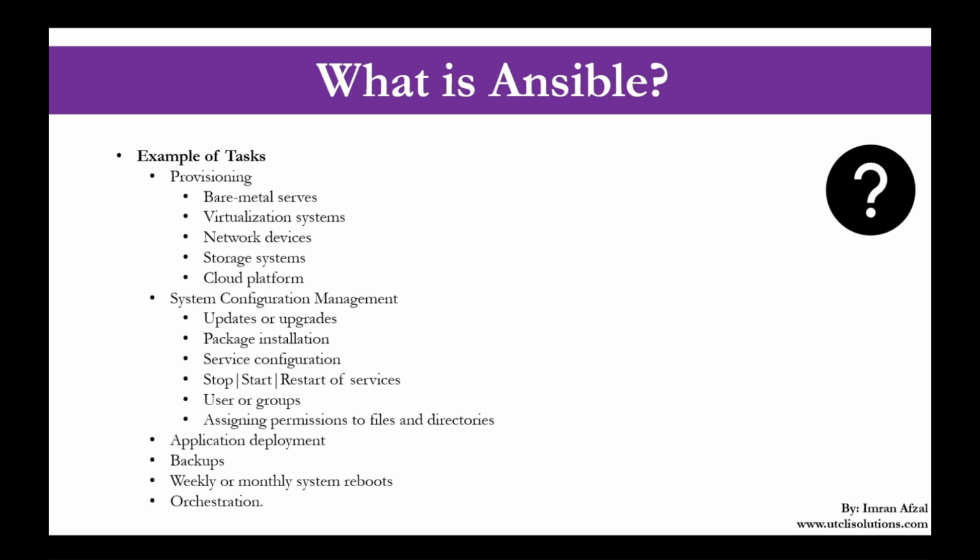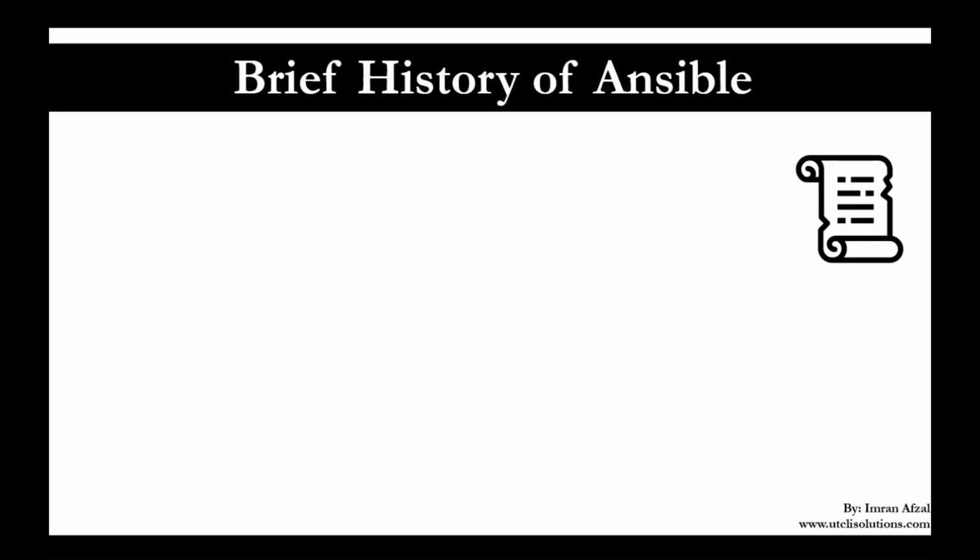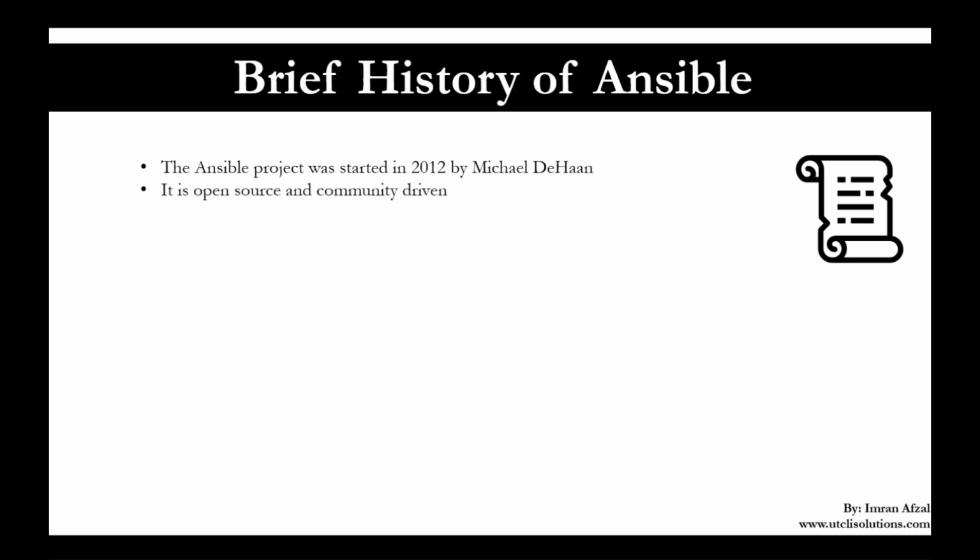So that's how Ansible works, or a quick overview of Ansible. In this video, we will cover a brief history of Ansible. The Ansible project was started in 2012 by Michael DeHaan. It is open source and community driven, and I'm sure you know what open source and community driven means: people get together from different parts of the world toward one goal to build a tool. And open source means you could build your own code and add that to the tool to enhance its features.